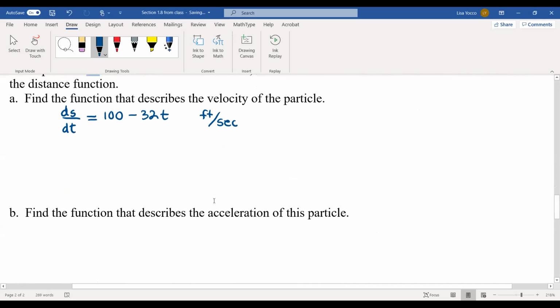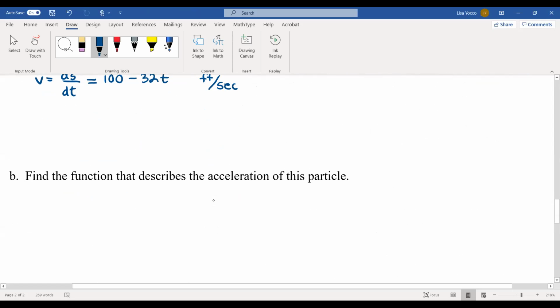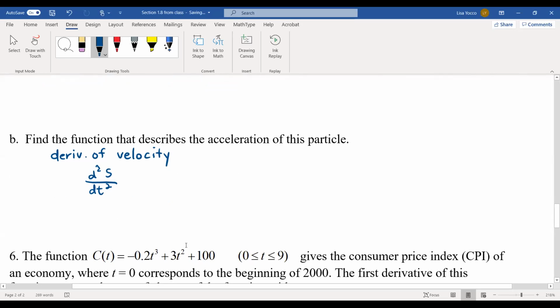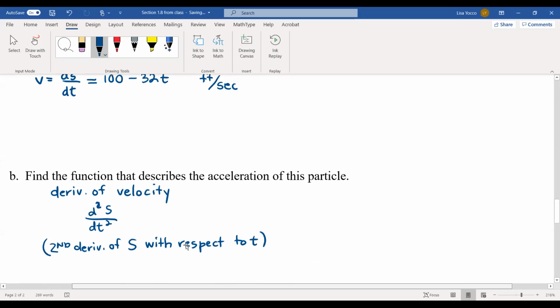Now, you can write this v for velocity. The function that describes the acceleration is going to be the derivative of the velocity, which is the second derivative of the distance. And remember, that's just our notation. That's the second derivative of S with respect to t. That's a 2.